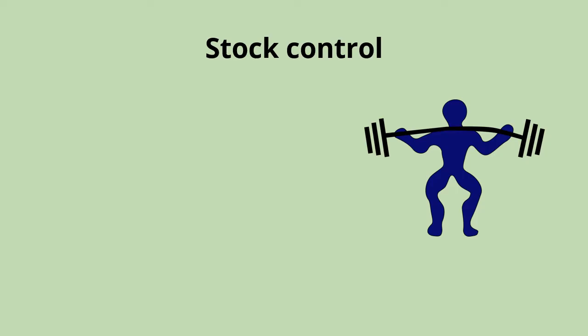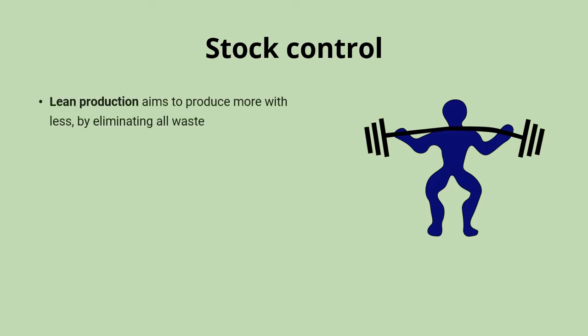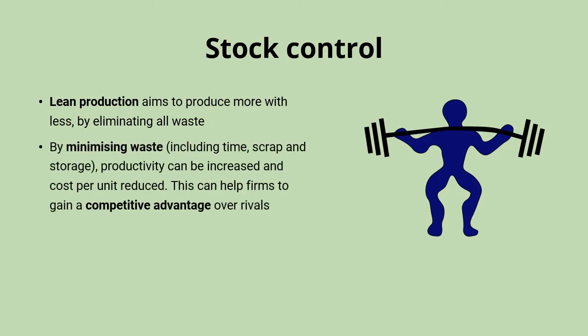The key operational concept that fits in quite nicely here is this idea of lean production, which is about producing more with less and eliminating all forms of waste. And by waste, we could be referring to a number of different things. So we could be talking about wasted time, scrapped and wasted materials, or wasted storage space. And by minimising that waste, productivity can be increased and our cost per unit can be reduced.